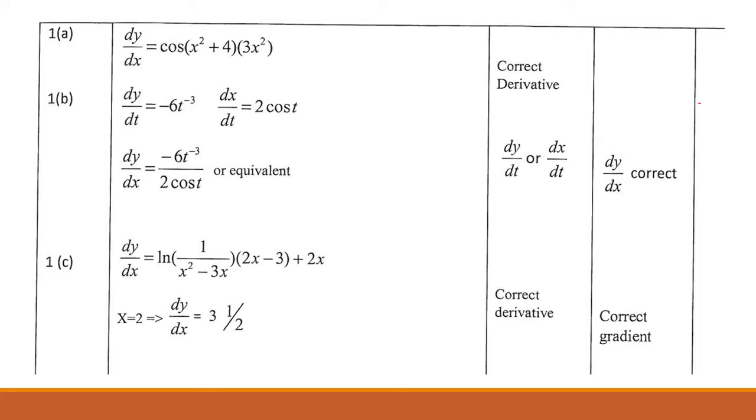Just looking at the marking schedule, I think that's pretty self-explanatory for achieved here. So either one of these got you an achieved, but either that got you a merit. Remember, this is the 'or equivalent' part. Correct derivative, so up here got you your achieved tick, and in your 3.5 got you your merit tick.